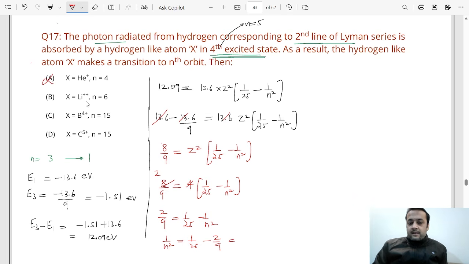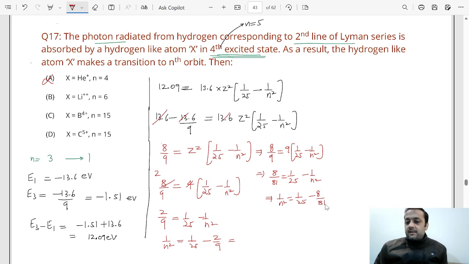n cannot be negative, which is why this is wrong. Again, if I put Z as 3, for lithium, Z becomes 3. So 8 by 9 equals 3 square, which is 9, into (1 by 25 minus 1 by n square). 9 and 9 cancel, so this becomes 8 by 81 equals 1 by 25 minus 1 by n square. So 1 by n square is 1 by 25 minus 8 by 81. Again you must understand that this value is negative, so this is also not allowed.